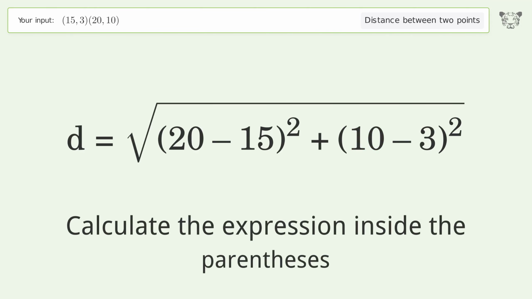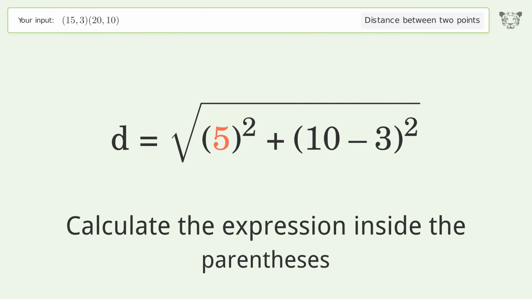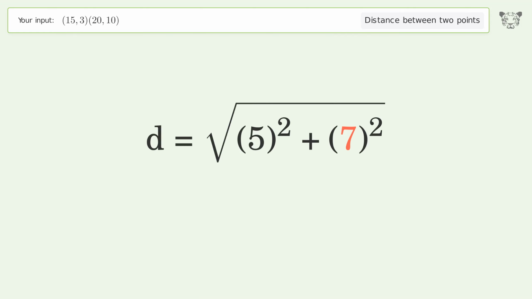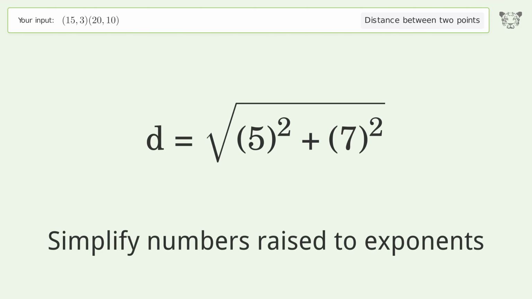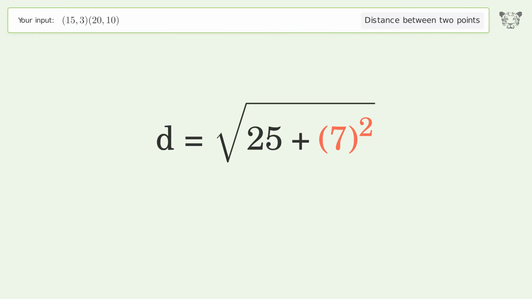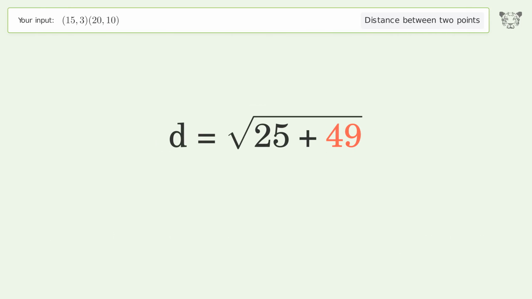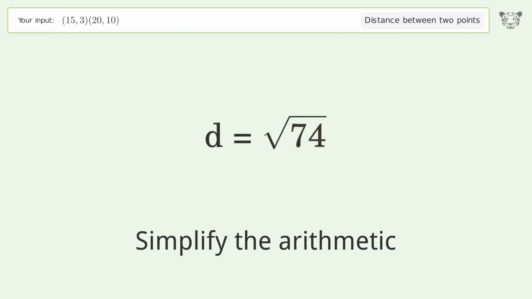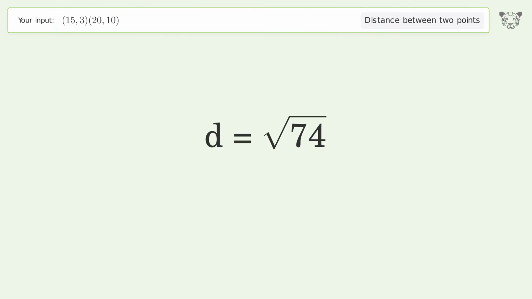Calculate the expression inside the parentheses. Simplify numbers raised to exponents. Simplify the arithmetic. And so the distance between the 2 points is the square root of 74, or 8.602.